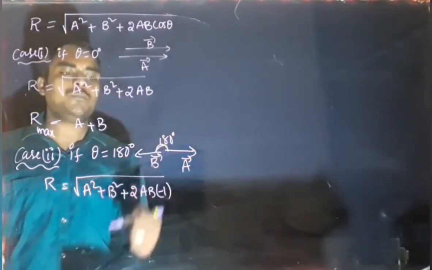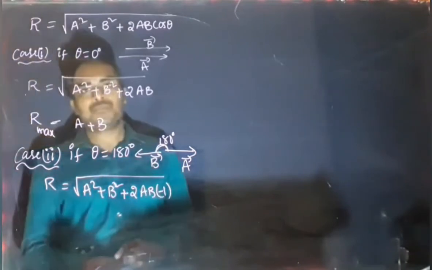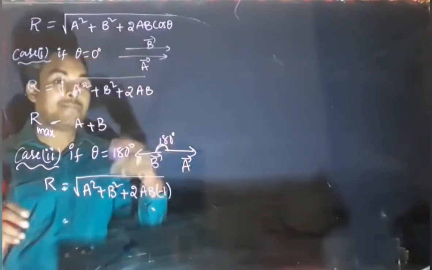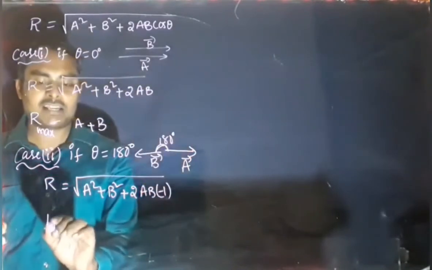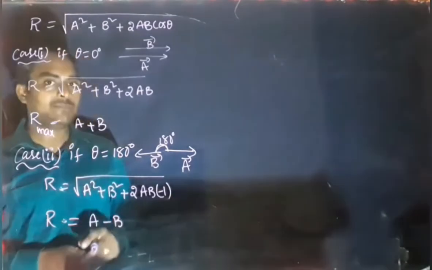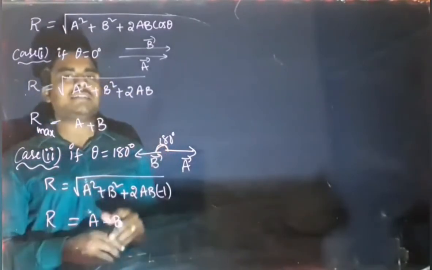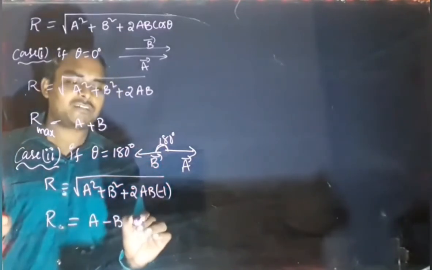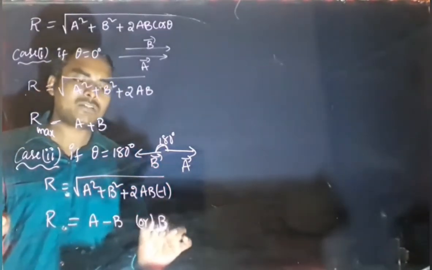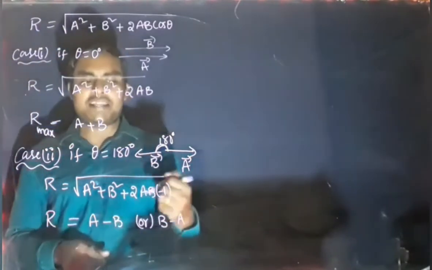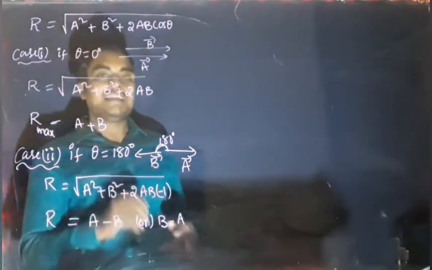So 2AB into minus 1 minus 2AB. So A square plus B square minus 2AB is the formula for (A minus B) whole square. Then R equals (A minus B) whole square. Square and this root cancel, we get A minus B. Or we can write B minus A also, whichever is greater, B or A. If B is greater, B minus A. If A is greater, A minus B.